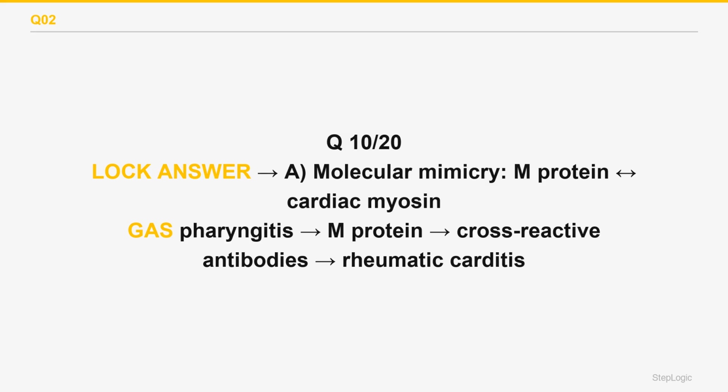Choice B, direct viral invasion, would be viral myocarditis, with no preceding strep pharyngitis linkage and no AV block as prominently. Choice C, type 3 hypersensitivity, is immune complex deposition, seen in lupus nephritis and post-strep GN, not rheumatic fever. The mechanism of rheumatic fever is type 2 hypersensitivity, cross-reactivity, not type 3.